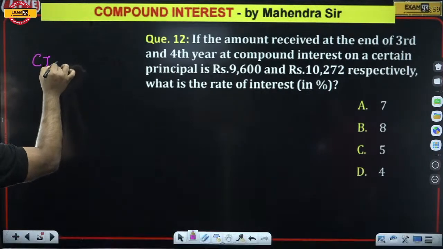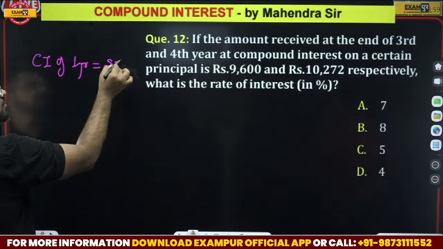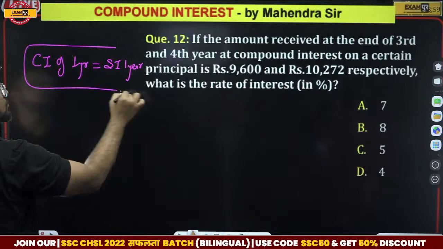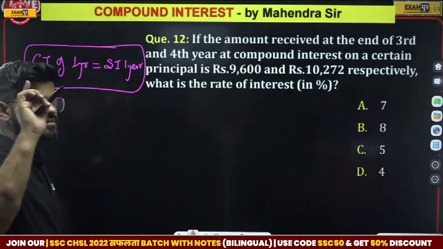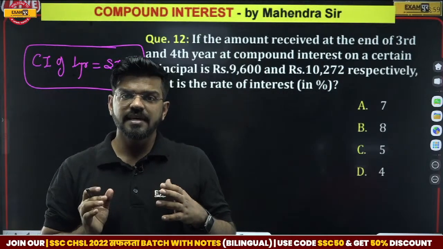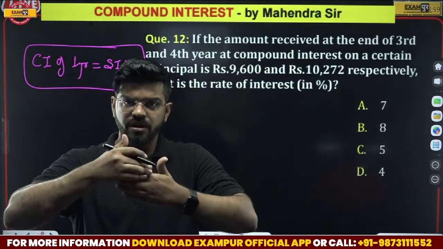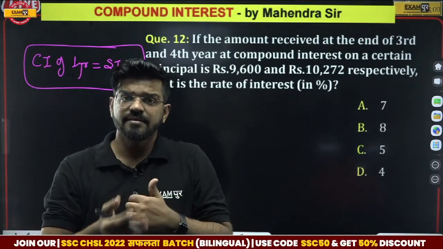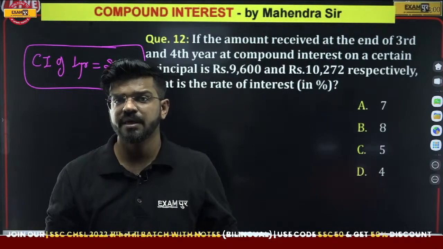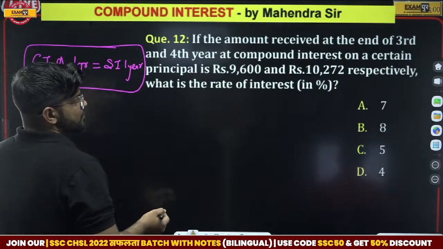CI of 1 year is equal to SI of 1 year. That means if I am going to calculate CI for one year, then SI and CI will give me the same thing. That means R percent of P. R percent of P. Clear? R percent of P.